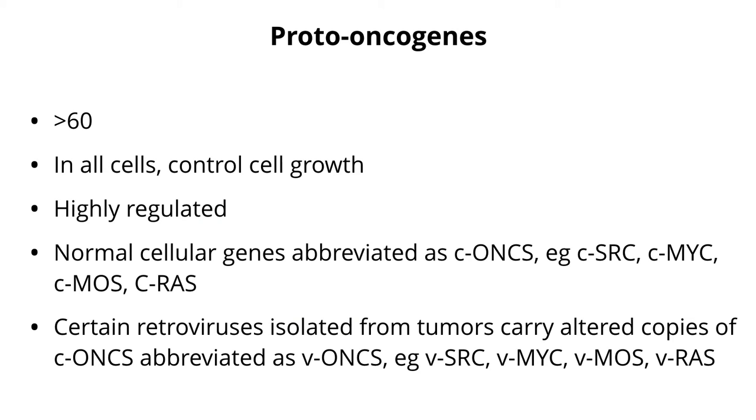Now, the study of avian and mammalian transforming retroviruses has yielded over 60 oncogenes. Now, in the cell, they are called proto-oncogenes. And there are over 60 of them, and we've learned that they all control cell growth. They're highly regulated in the cell because we don't want our cells to be dividing all the time. That has bad consequences. So the normal cellular genes, we abbreviate with a little C in front of them, like C-sarc, C-myc, et cetera. And then the retroviruses, when they pick them up, we call them V something, V-sarc, V-myc, et cetera.